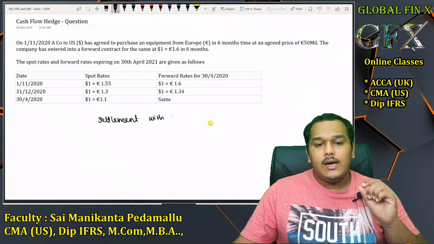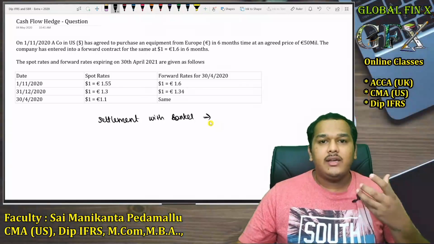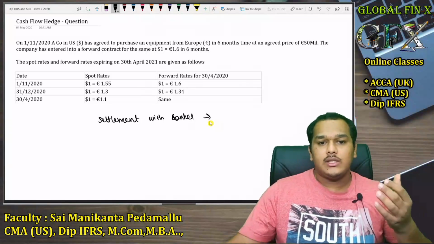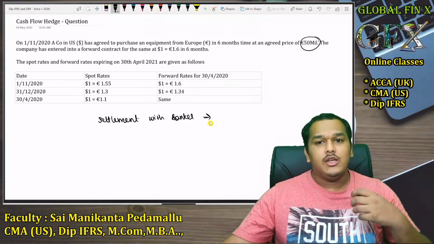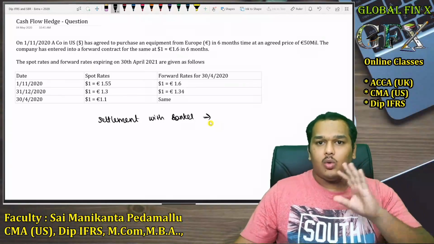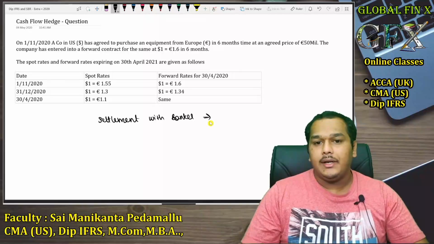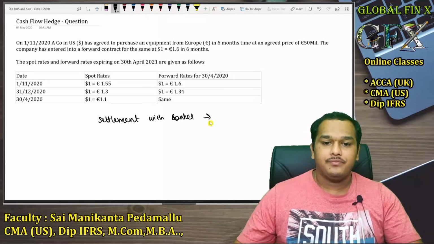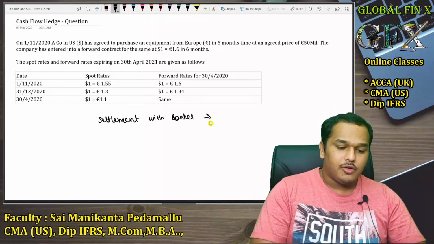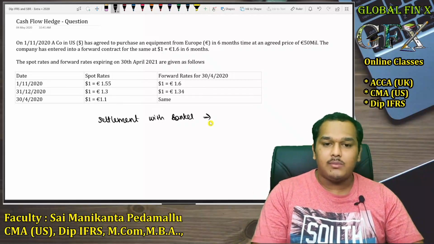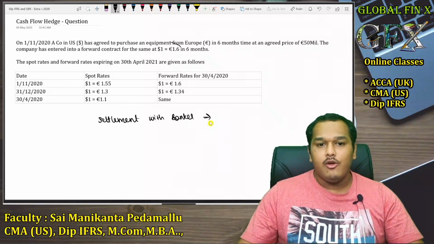settlement with the banker shall be basically, I'll give him some amount of dollars depending upon this exchange rate, and he will give me 50 million euros, right? That is what the forward rate is entered upon. That is how the forward is entered into, right? So how many dollars should I give him? He'll give me 50 million euros. So how many dollars am I supposed to give him? So 50 million euros divided by 1.6, because that is our forward rate, right?